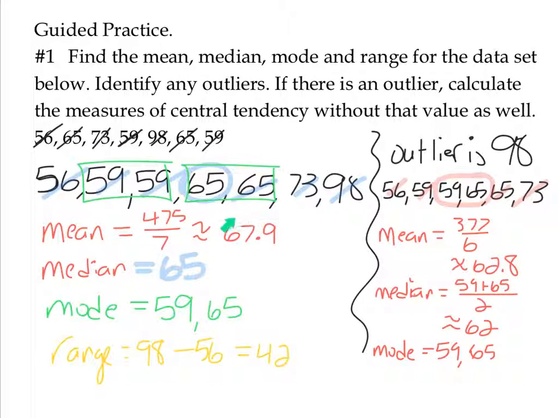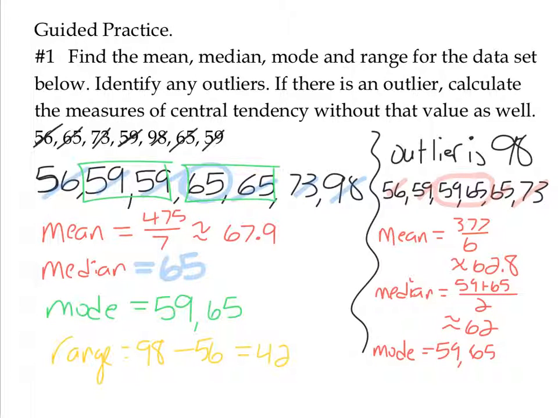Right? The average is most affected. This total here, 475, was affected a lot by the 98. So it brought the mean up quite a bit. Okay? The median changes a little. Okay, that's fine. Not too much. And the mode didn't change at all. But the mean is going to be the measure that's affected the greatest by an outlier. So keep that in mind.